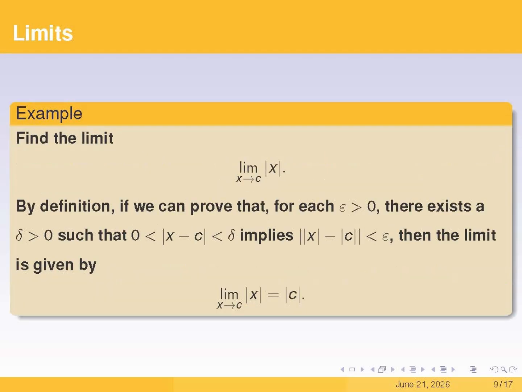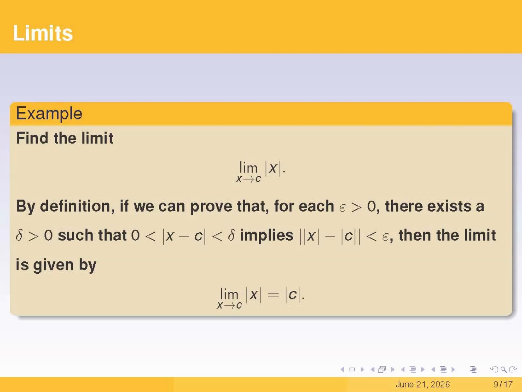Calculate the limit of the absolute value function of x as the variable x approaches c. Intuitively, the calculation is done by directly substituting x equals c into the absolute value function, which gives a limit of the absolute value of c.